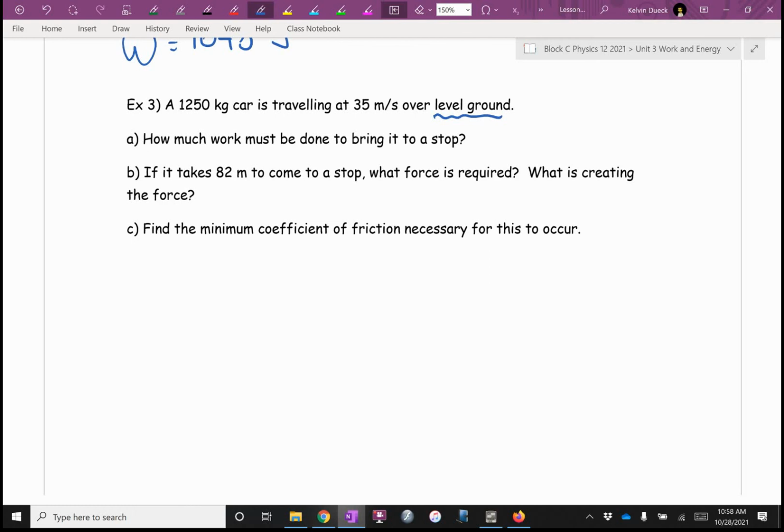Kiana, what's A asking me to find? So my first thought was work equals force times distance, that'd be great. Do you see a force? In fact, what's part B asking me to find? There's a question in front of what's creating the force. Bet you I can't use a force. I'll probably use my answer from A to find part B.